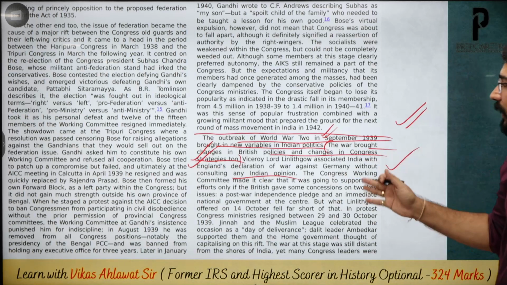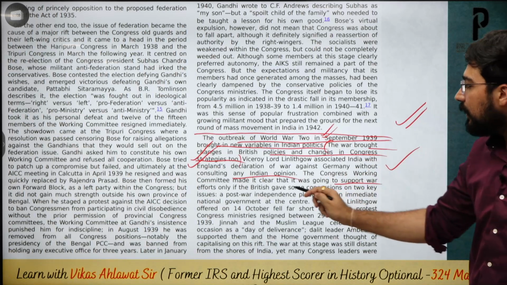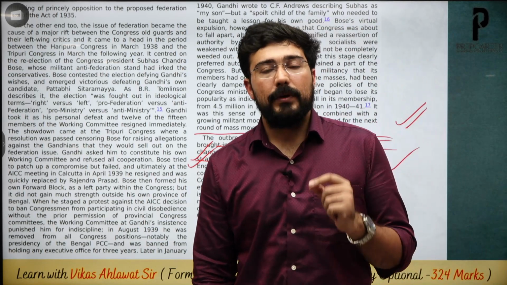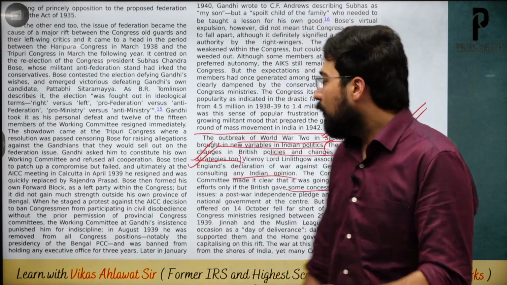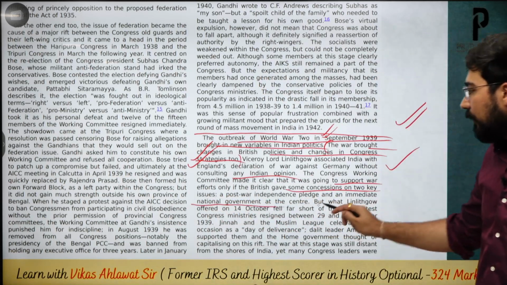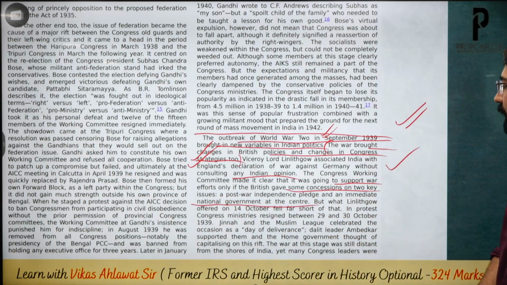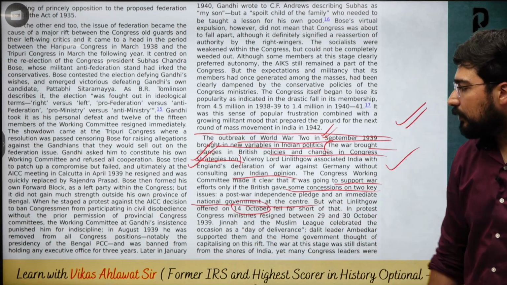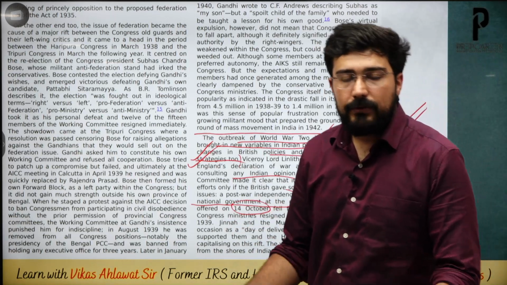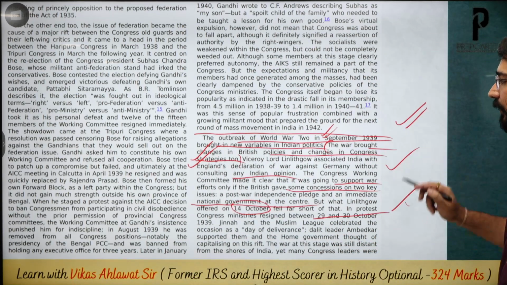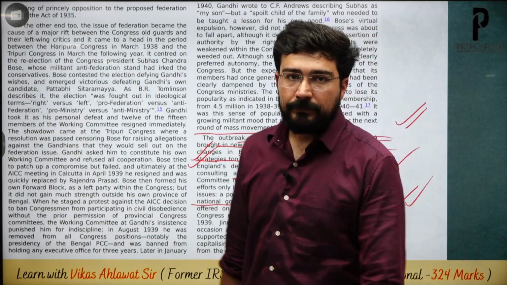The Congress Working Committee made it clear that it was going to support war efforts only if two conditions were met. First, there should be a pledge of independence, that we should become independent after the war, and second, we should be made part of the committee which is going to look after the war effort, or creation of a national government at the center. But since all of this was not acceptable to Lord Linlithgow, on 14th October this was eventually announced, and by 30th October we see the resignation of the various Congress ministries.